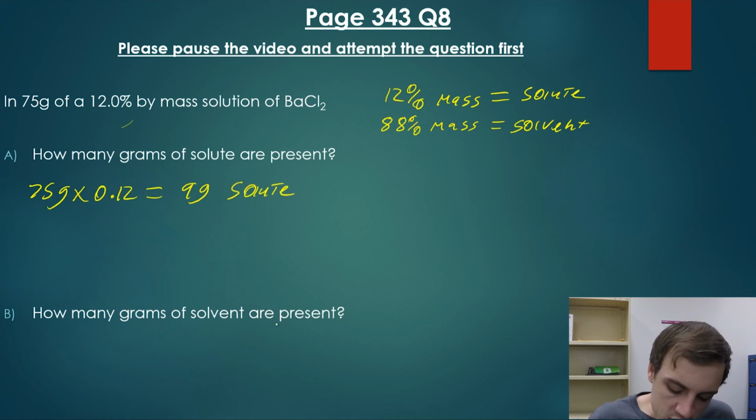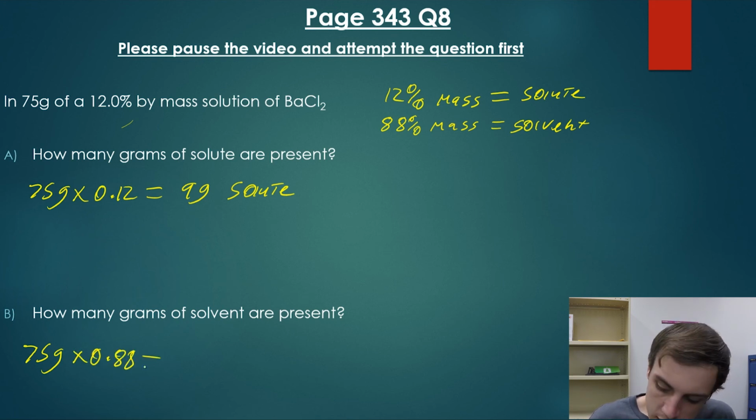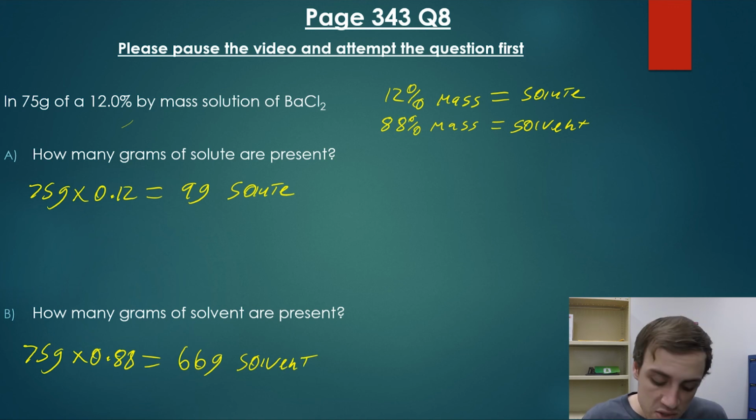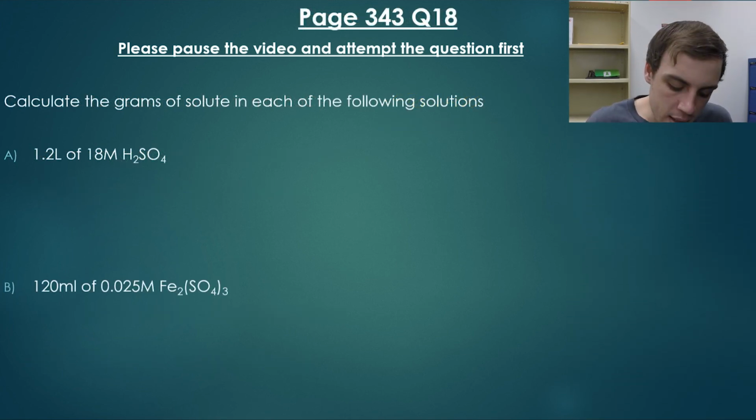How many grams of solvent are present? We do the exact same thing. So we go 75 grams, because again, that's the total mass of the solution, multiplied by 0.88, and that will give us 66 grams of solvent. And this makes sense too, because if you get 66 plus 9, that will give us 75 grams total. Okay, so the next one, question 18.